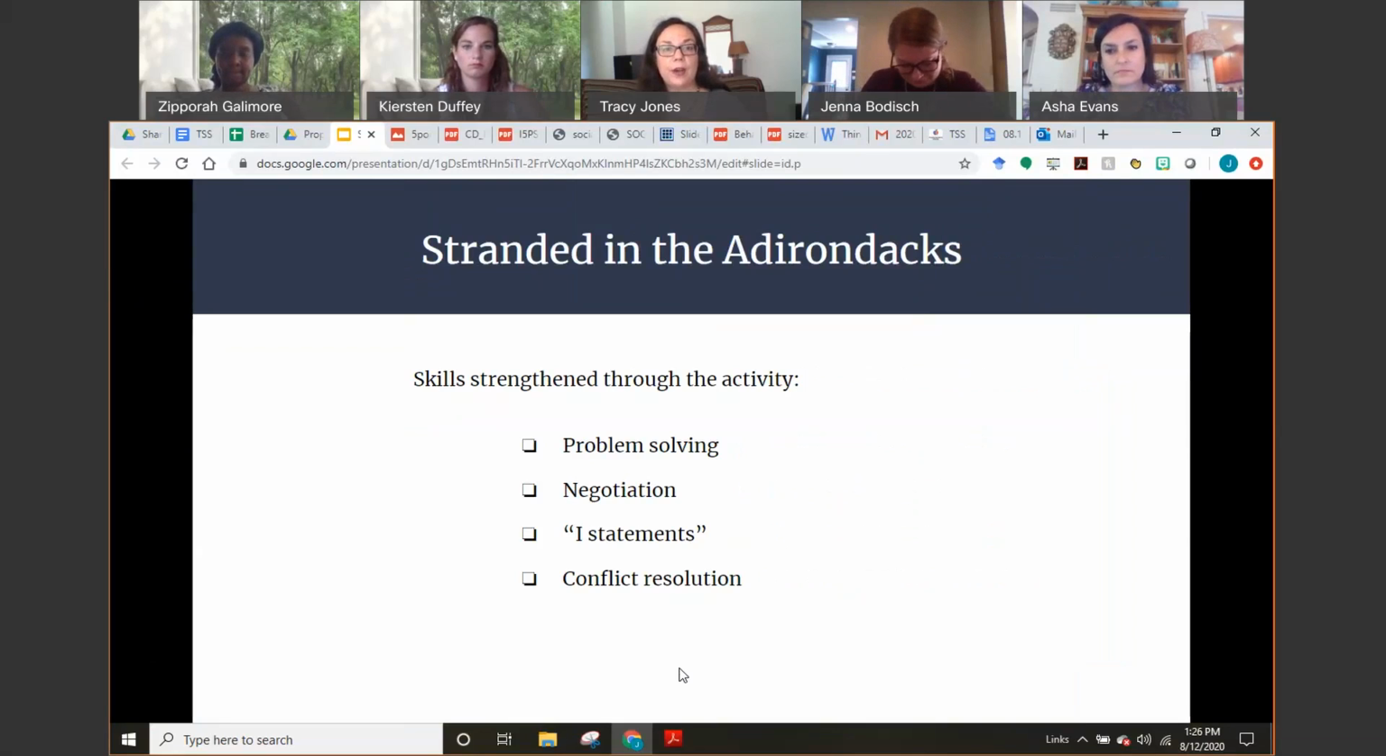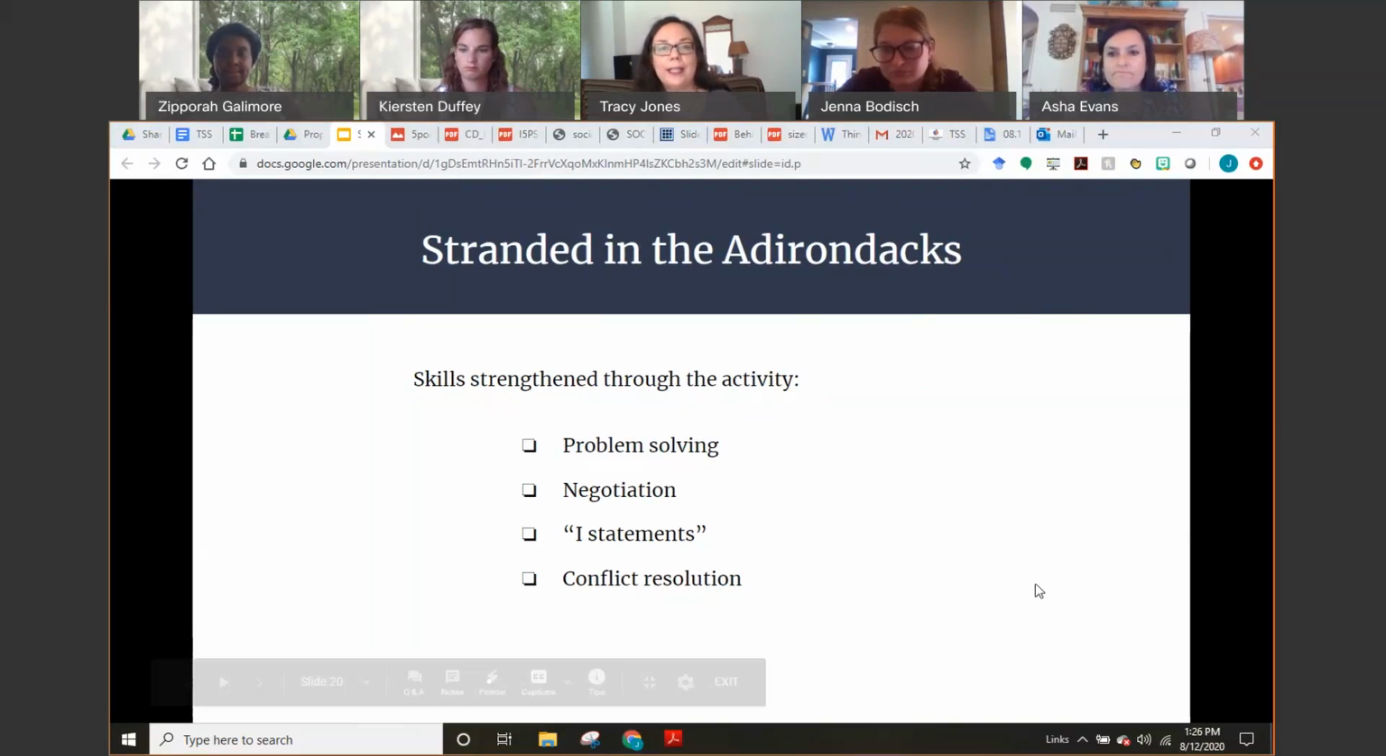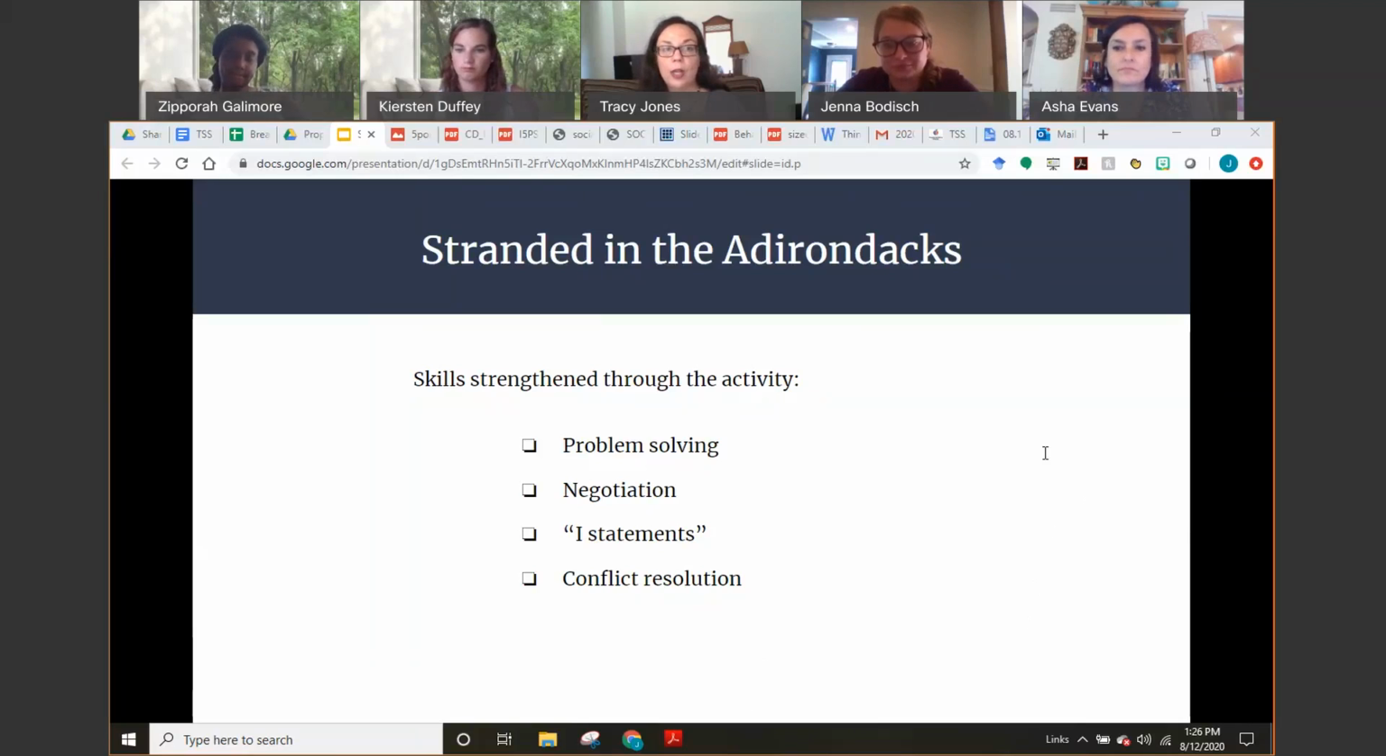So this is based off of a version of something that came out of the ARC model as a recommendation for strengthening executive functioning. It would be an activity, we made one up called Stranded in the Adirondacks, where we're trying to strengthen problem solving, negotiation, use of I statements, and conflict resolution with students.